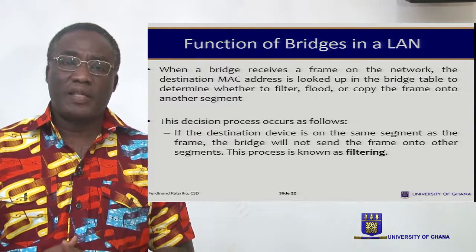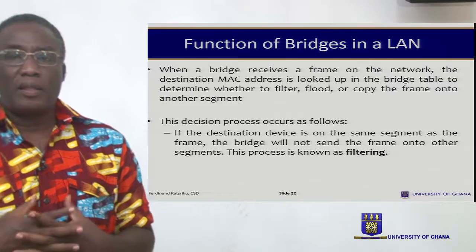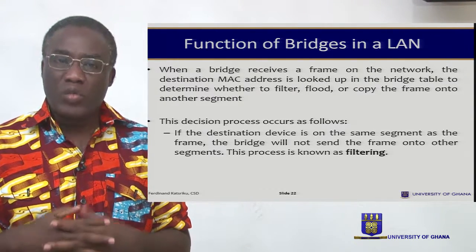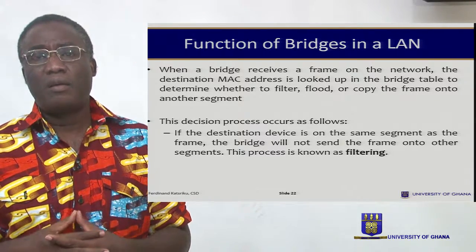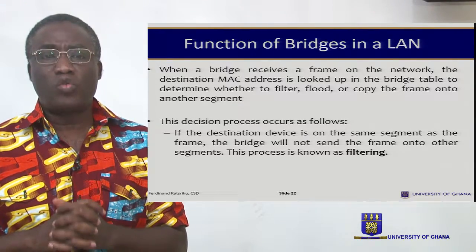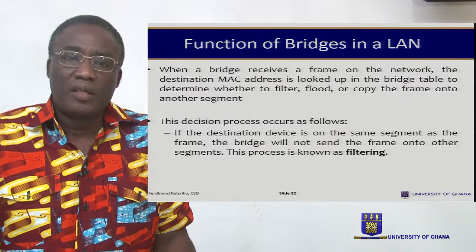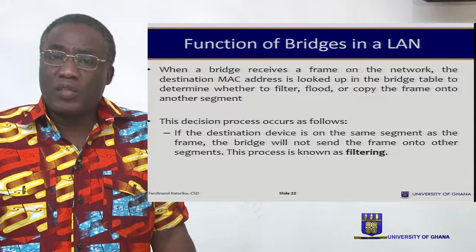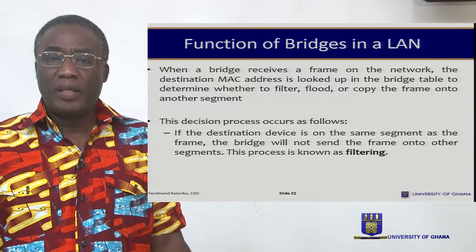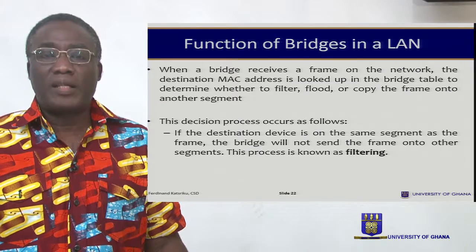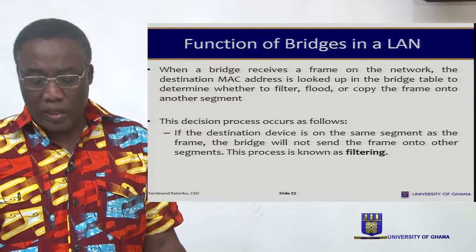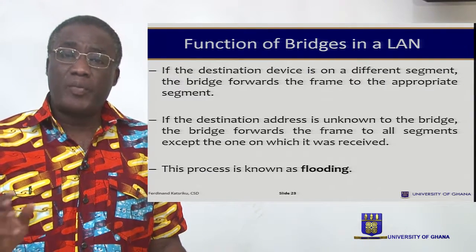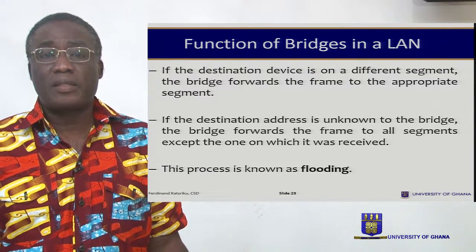When a bridge receives a frame on the network, the destination MAC address is looked up in the bridge table to determine whether to filter, flood, or copy the frame onto another segment. This decision process occurs as follows. If the destination device is on the same segment as the frame, the bridge will not send the frame onto another segment. This process is then called what? Filtering. If the destination device is on a different segment, the bridge forwards the frame to the appropriate segment.